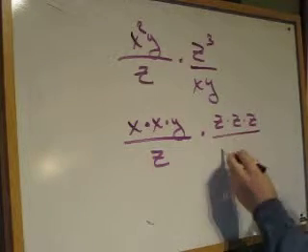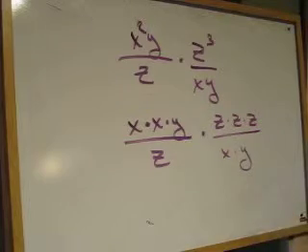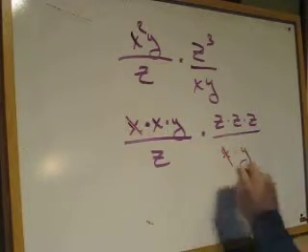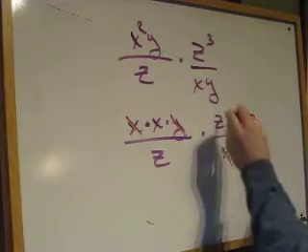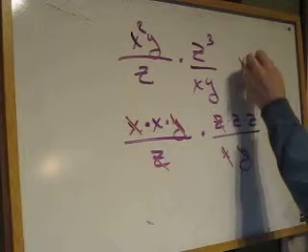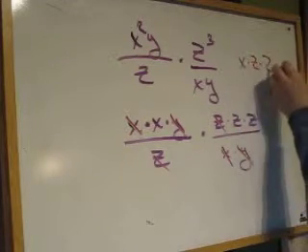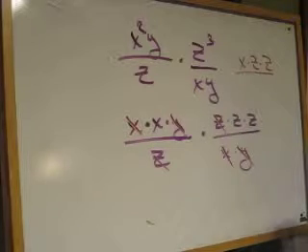And that's going to be over x times y. Okay, now we're just going to start canceling, dividing across. So I'm going to divide my x with this x, and let's see, I've got a y here and a y here, and a z here and a z here. So I end up with x times z on the top, x times z, and what do I have on the bottom?